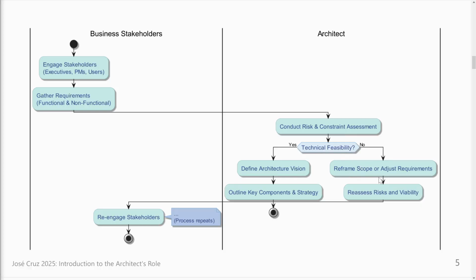If it's not, okay, you have to reframe the scope or the requirement, to check, okay, it's not possible because of this. So we have to reassess the risks and viability and return again to the stakeholders. If it's possible, you define the architecture vision, not the solution. And I say, okay, I expect the architecture to be implemented like this. And the vision is more than just one diagram.